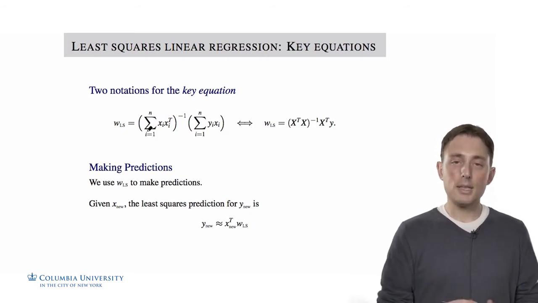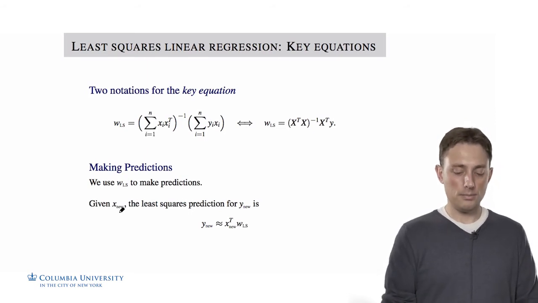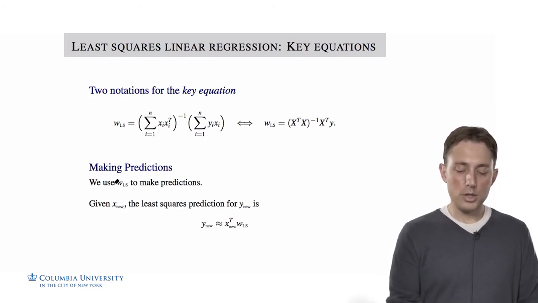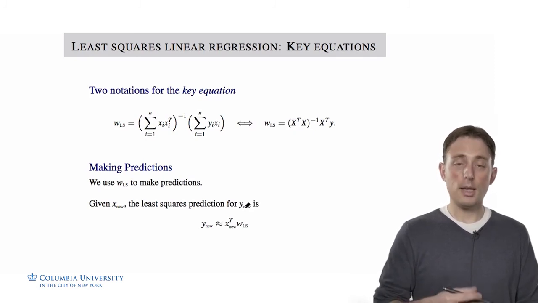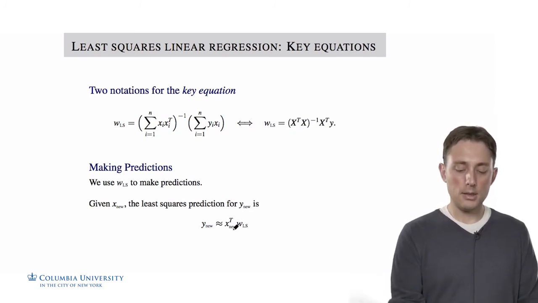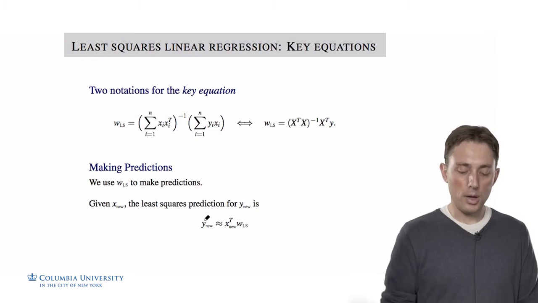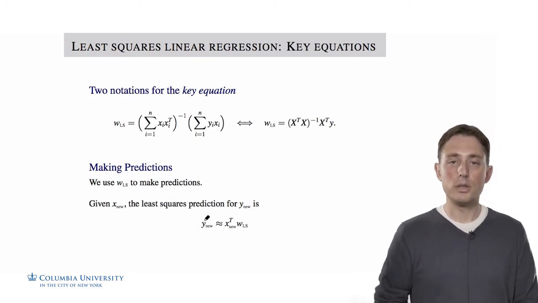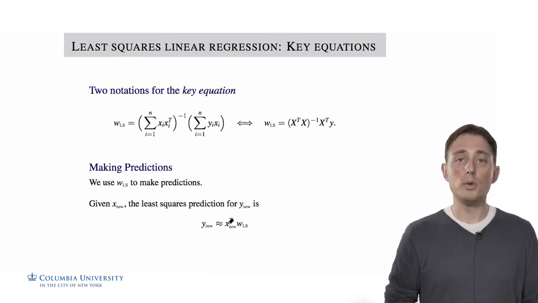So basically what this is saying is that given a new input, x new, we take our least squares solution and we predict the output that we don't get to observe as the dot product of the input with our least squares vector. And so this is our approximation, according to our linear regression model, of what we think the output's going to be for the new input.